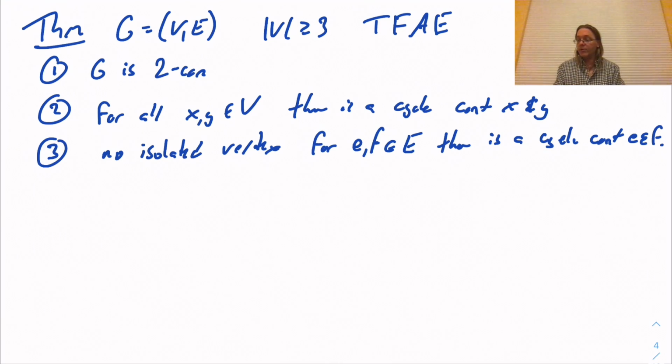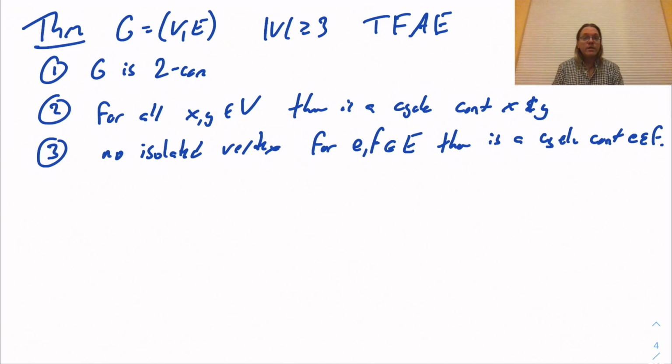But what I'm telling you is, in fact, if I gave you a graph on at least 3 vertices, saying that it has those nice connectivity properties is equivalent to saying for any 2 vertices, there's a cycle containing both. And for any 2 edges, there's a cycle containing both. Oh, and an additional assumption, no isolated vertex.